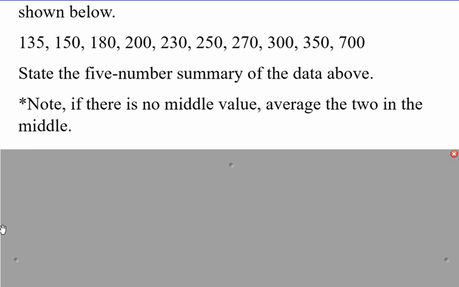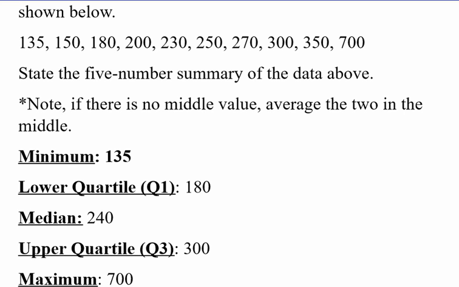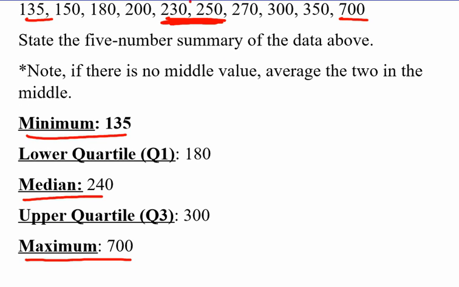Okay, welcome back. Just a quick spot check on it. The minimum is 135. The maximum is 700. The median, well, there's 1, 2, 3, 4, 5, 6, 7, 8, 9, 10. There's 10 data values in our data set. And we talked about this when we were calculating the median before. If there's an even number, then you're going to have to average the two middles. And the average of the two middles is going to be 240. So the median is 240, the minimum is 135, and the maximum is 700.